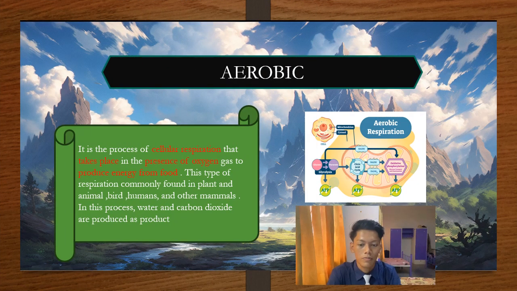Aerobic is defined as the process of cellular respiration that takes place in the presence of oxygen gas to produce energy from food. This type of respiration is commonly found in plants, animals, birds, humans, and other mammals. In this process, water and carbon dioxide are produced as products.